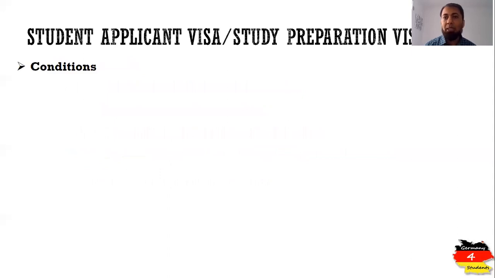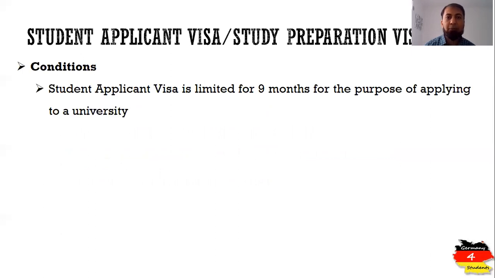Now let's see what are the conditions associated with student applicant visa or study preparation visa. The student applicant visa is limited for 9 months for the purpose of applying to a university. So you have 9 months of time during which you can apply to different universities and get yourself an admission to a bachelor or master degree, or you can get admission to a Studienkolleg if you have completed your schooling curriculum in your home country and you intend to study bachelor degree in Germany.